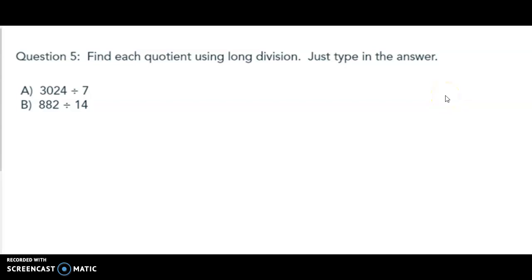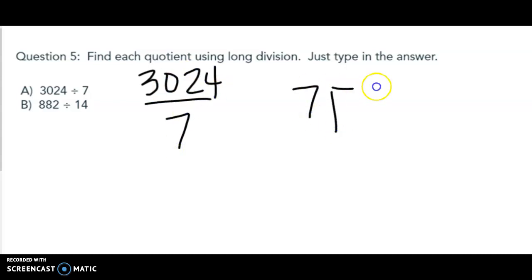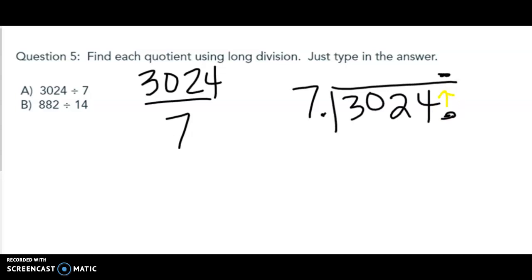All right, what we're going to do to solve these problems is to divide. So all fractions mean divide, write the denominator outside. The denominator is 7 and the dividend is 3,024. 7 is a whole number. The decimal's already making it a whole number right next to that division line. So I'm going to go ahead and put that decimal up in my answer straight up so that I don't miss it. So now I'm going to divide.